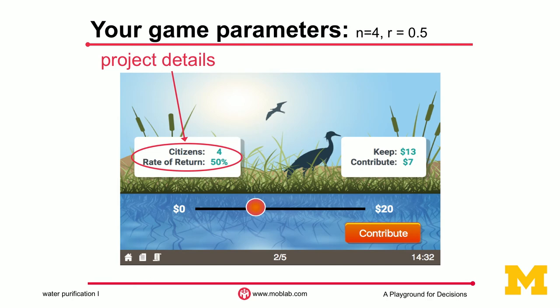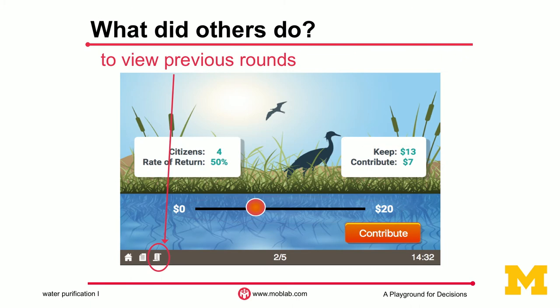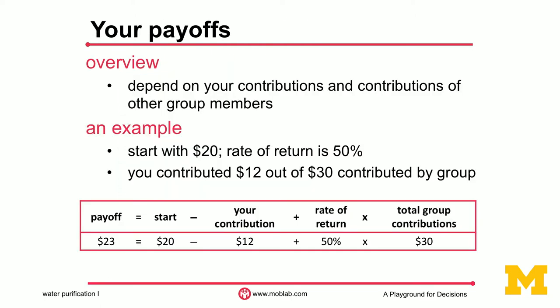So this is a screenshot from your experiment. In this experiment, there are four people in each group, and the rate of return from the group account is 0.5. And that's in the project details. So your strategy in each round is to choose how much of your endowment to keep in your private account and how much to contribute to the group project or the public good. There's also a history page, so you can view what happened in previous rounds, how many tokens or how many dollars other players invest.